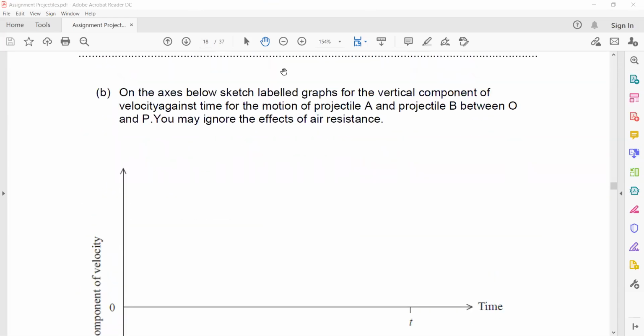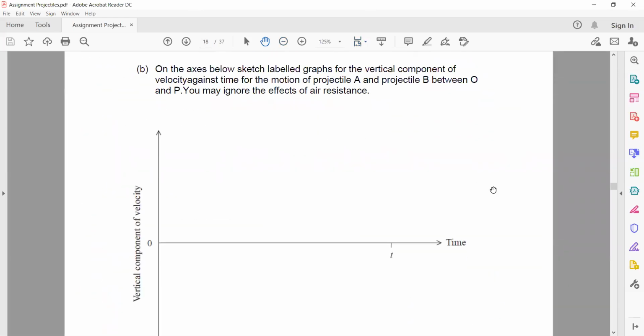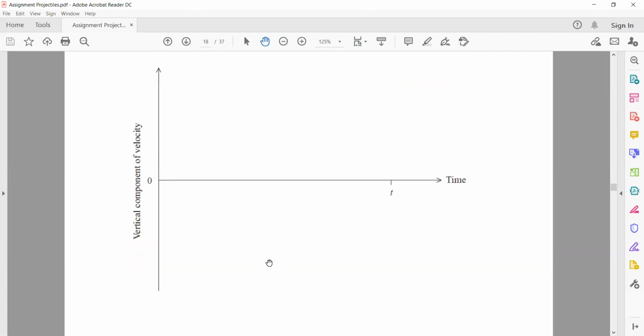In the next part, on the axis below, sketch a graph for the vertical component of the velocity against time for the motion of projectile A and projectile B between O and P. You may ignore air resistance. The vertical motion is affected by the gravitational force, the acceleration due to gravity. Acceleration due to gravity is constant, so the velocity will have a constant rate of change.